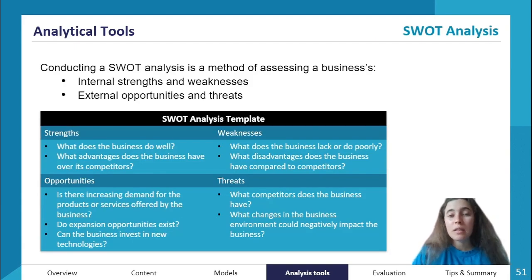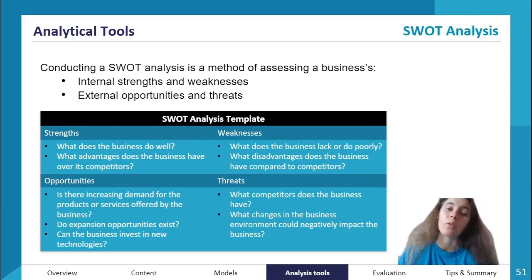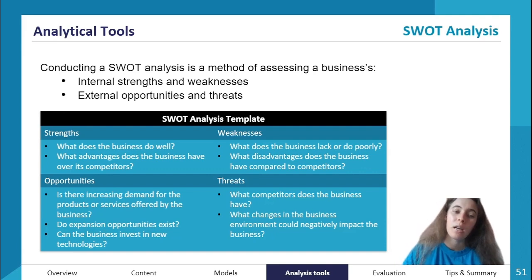The SWOT analysis is something that a lot of you will probably be familiar with already. You've got your internal strengths and weaknesses, and you've got your external opportunities and threats that you're looking at with this grid, this table that you do up for the SWOT analysis. So, the strengths: what does the business do well? What advantages does it have over its competitors? The weaknesses are just the opposite. What does it lack or do poorly? What disadvantages does the business have?